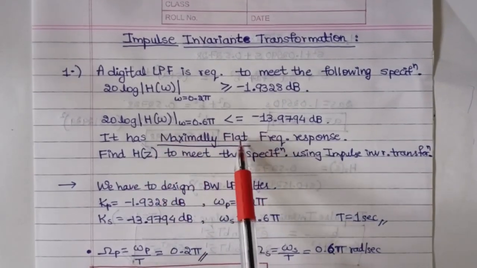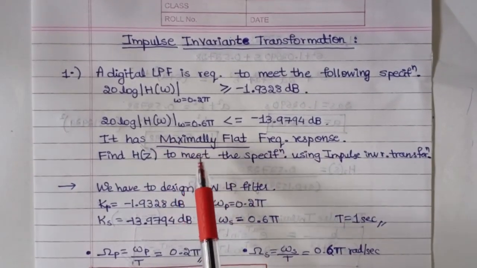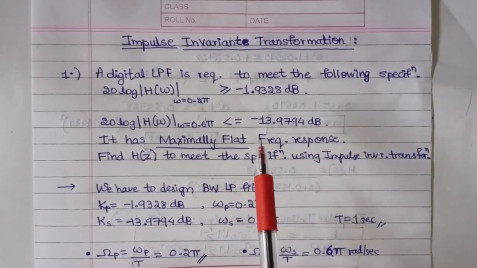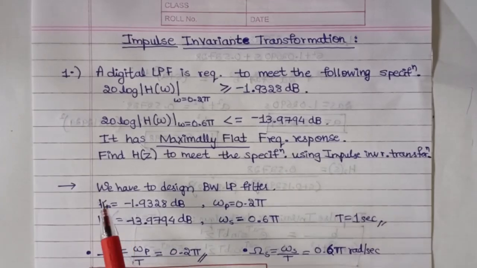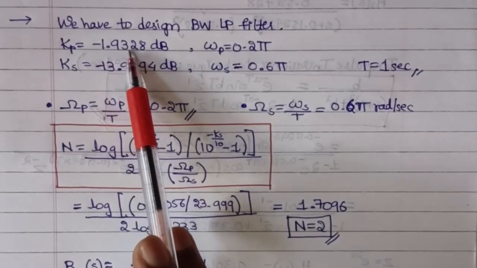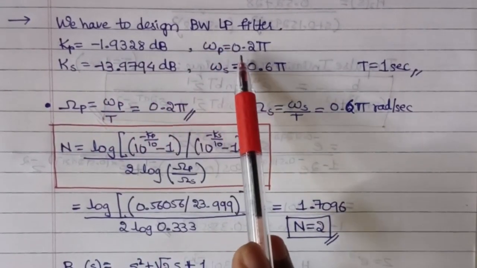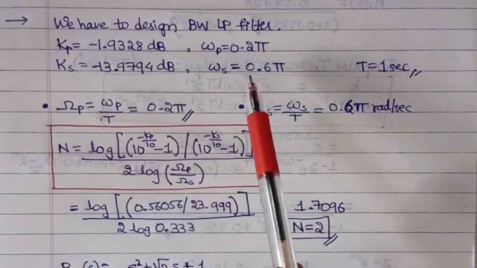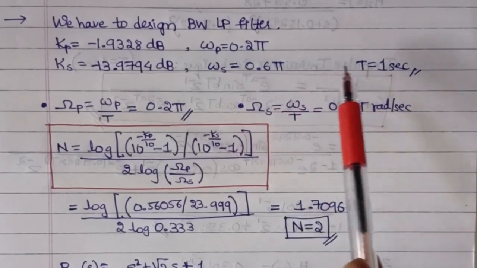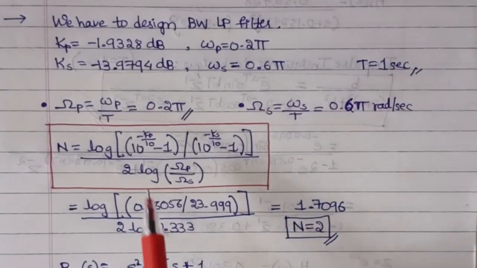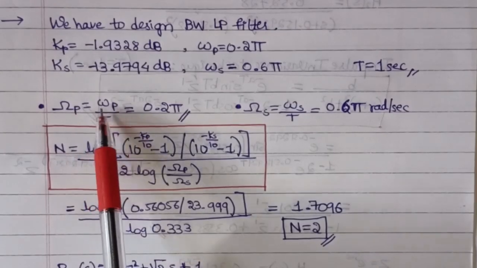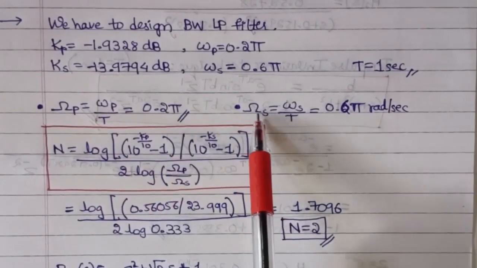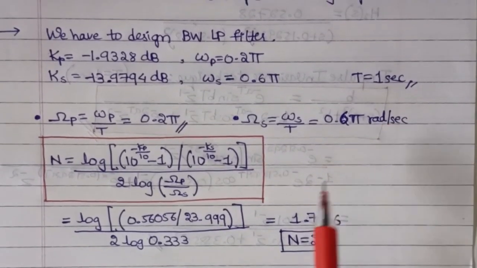When the question says maximally flat frequency response, we have to design a Butterworth filter. The steps required to design a Butterworth filter remain the same up till obtaining the transfer function H(s). We have Kp = -1.9328 dB, ωp = 0.2π, Ks = -13.9794 dB, ωs = 0.6π. We know that T = 1 second. In the pre-warping equation, ωp = Wp/T where Wp/T = 0.2π, and ωs = 0.6π radian per second.